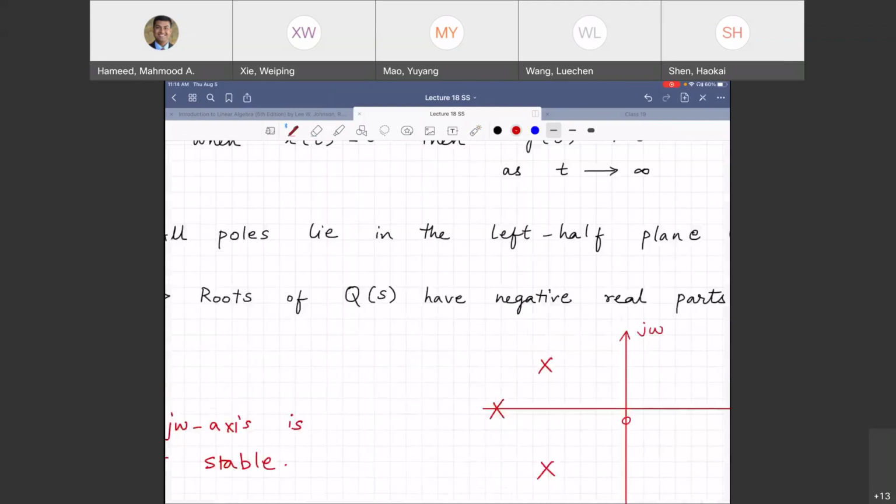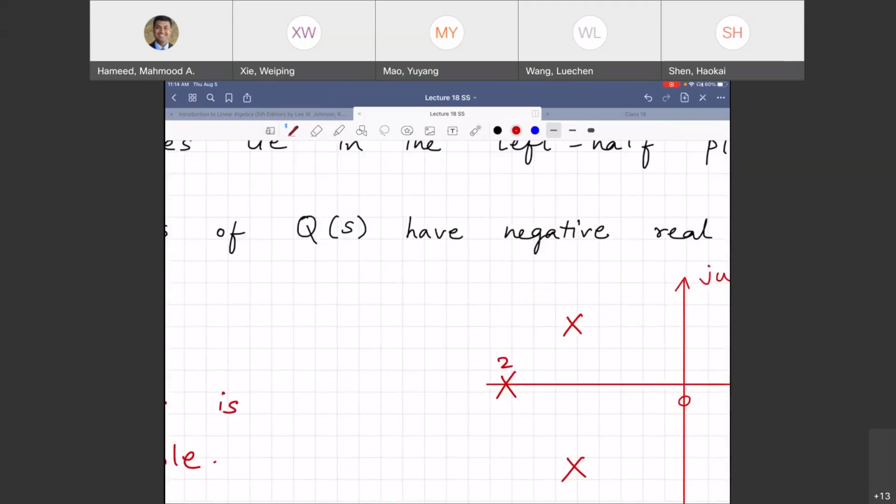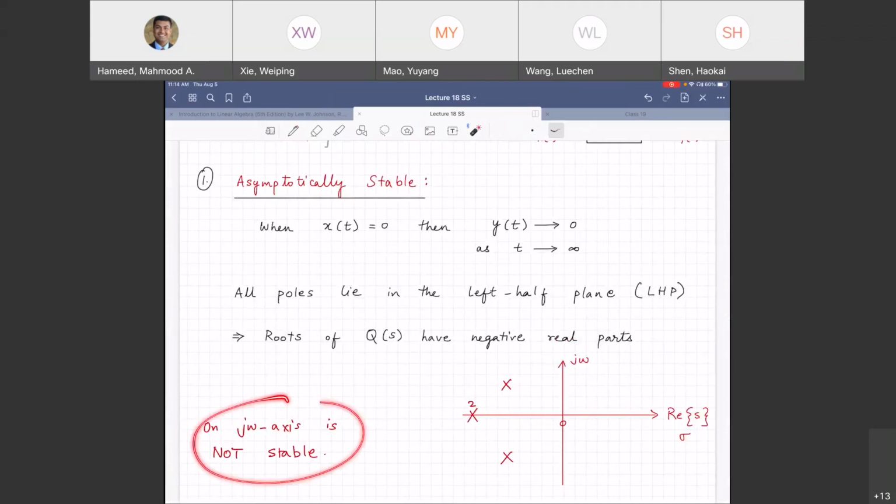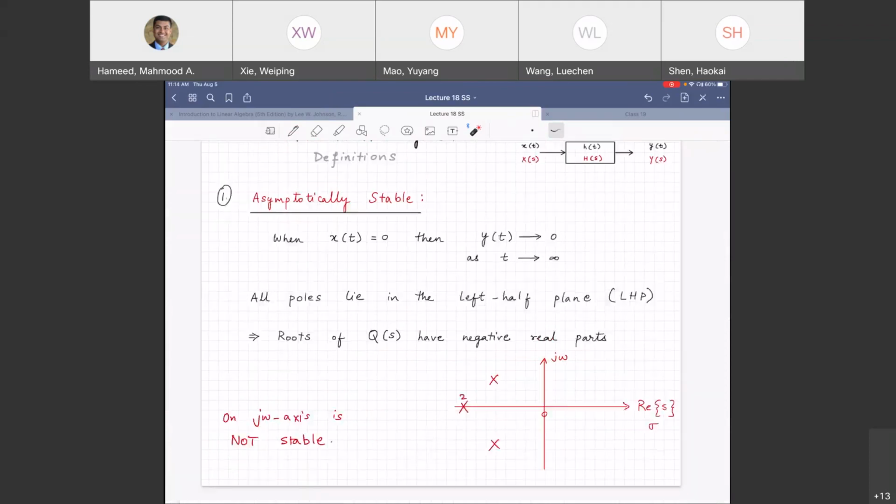And you could have repeated roots as well, right, over here, 2 of them. So no matter if they are repeated or they are distinct, they all have to be in the left half plane. Cannot include j omega axis, right? They cannot include j omega axis, and they obviously cannot be on the right half. Always have to be on the left half. So roots of the denominator polynomial have to have negative real parts for this system to be considered asymptotically stable. Questions here?